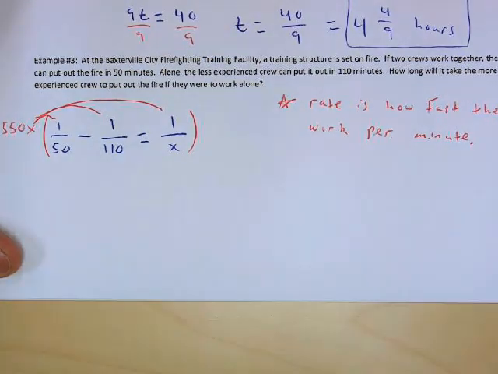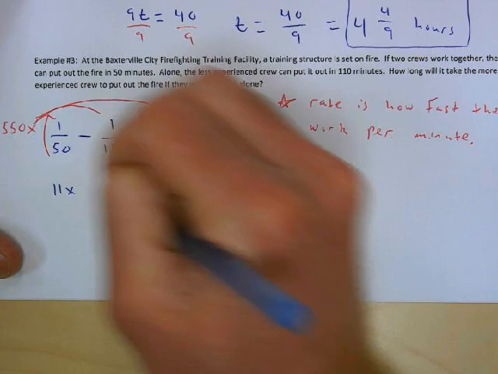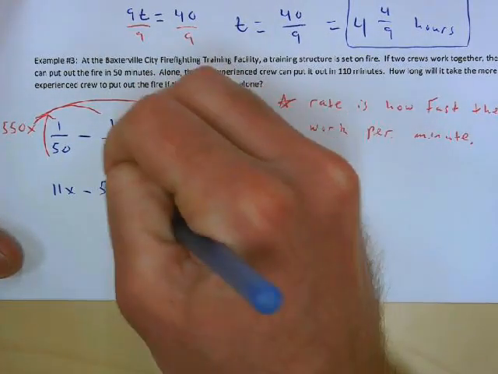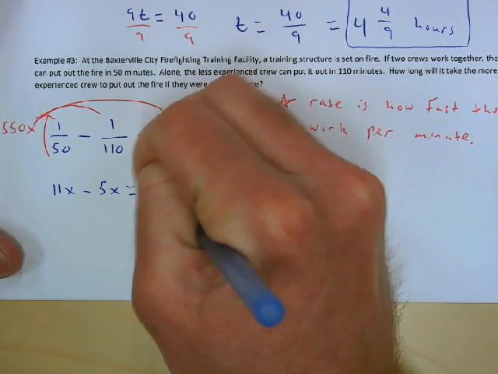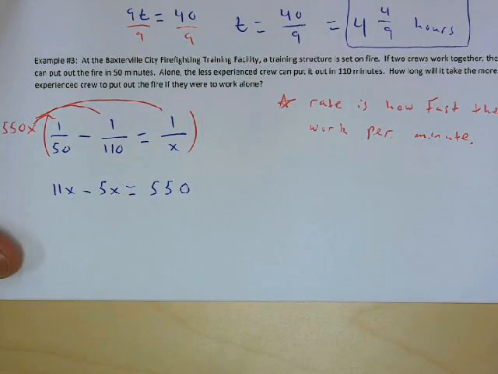When we distribute and reduce, we would get 11x minus 5x equals 550, because here the x's will cancel, leaving just 550. Anyways, that's our new equation. That's looking a lot better than our original equation, just a couple numbers and no more fractions.